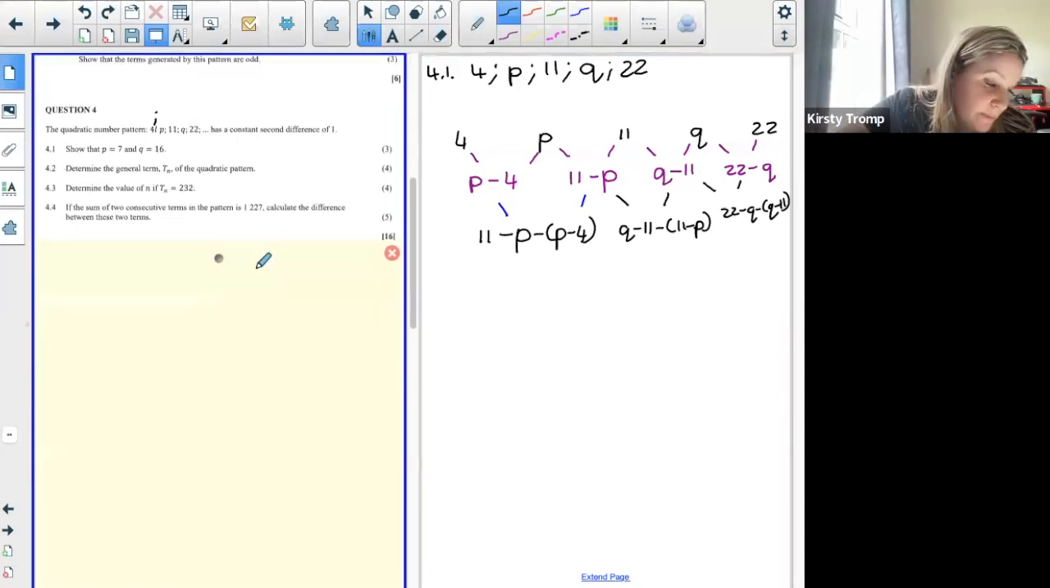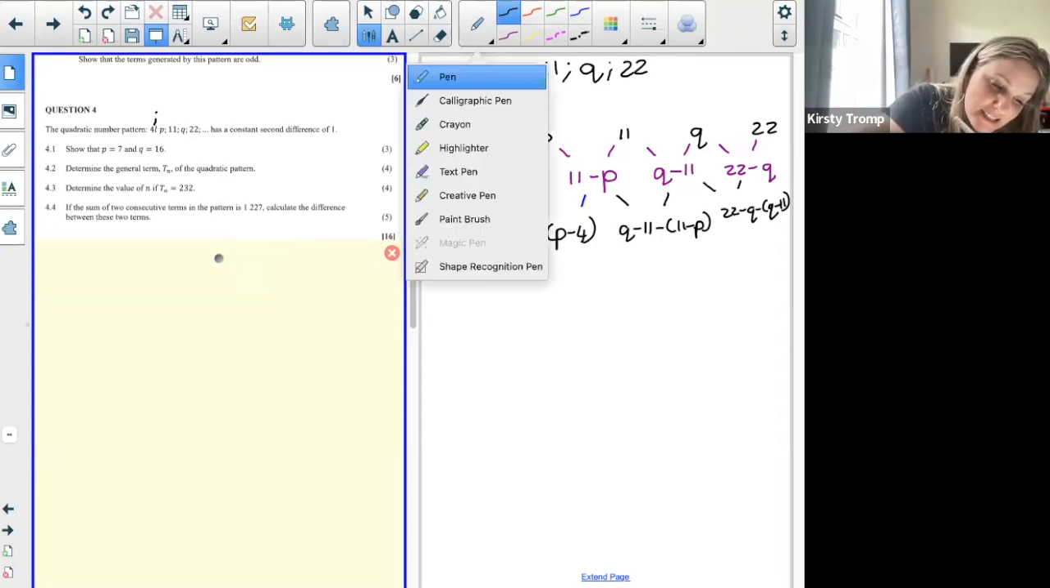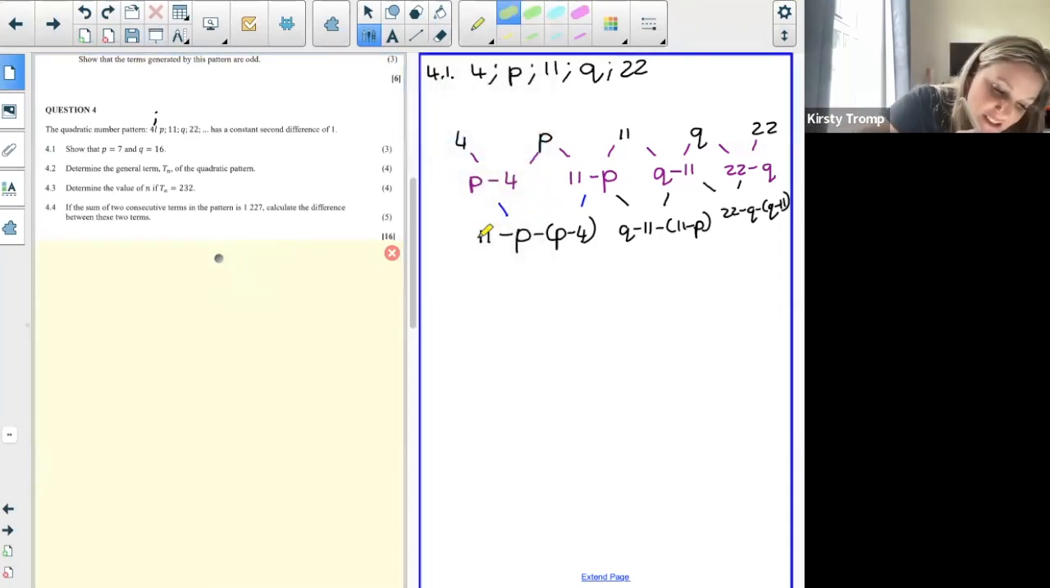The quadratic pattern has a second constant difference of 1. Apologies, I left that out for you guys. There's a second constant difference of 1. So we need to know that. We've already worked out what my second constant differences are. Here is my line of second constant differences over here. And we know that the second constant difference is 1.